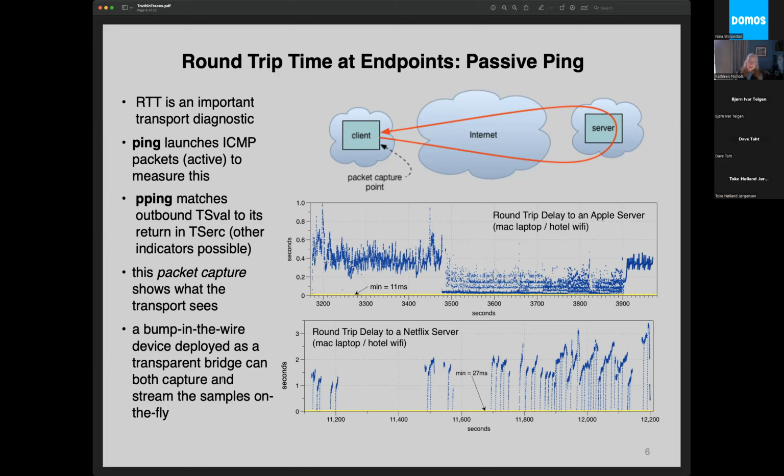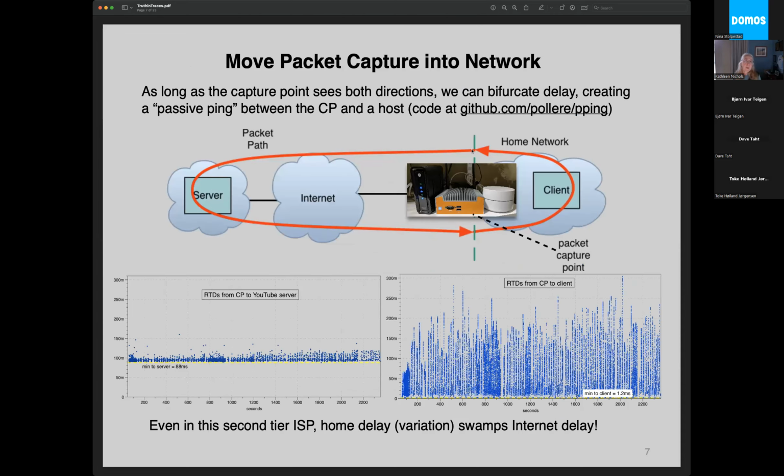So instead of just capturing things on your laptop or your desktop, you can also deploy a box as a bump in the wire if you use it as a transparent bridge. And then you can move your measurements around to any place that you're able to put it. This is kind of what I did, moving packet capture into the network. I took this little box, and here's an example of one place I captured in a house and put it in between the cable modem and the Wi-Fi.